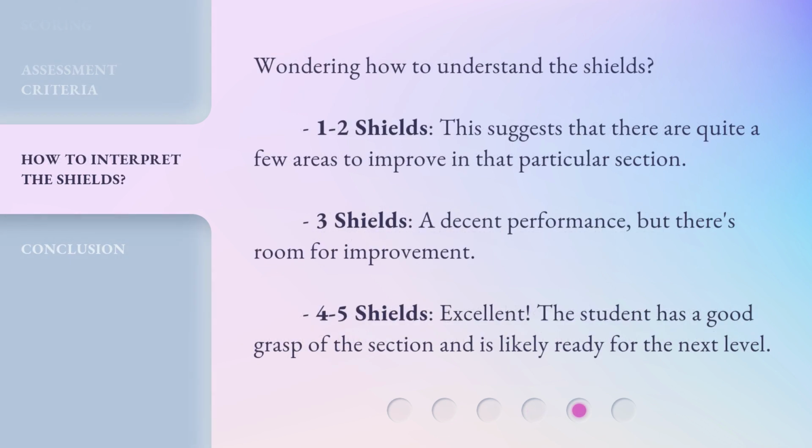Wondering how to understand the shields? 1 to 2 shields. This suggests that there are quite a few areas to improve in that particular section. 3 shields. A decent performance, but there's room for improvement. 4 to 5 shields. Excellent. The student has a good grasp of the section and is likely ready for the next level.